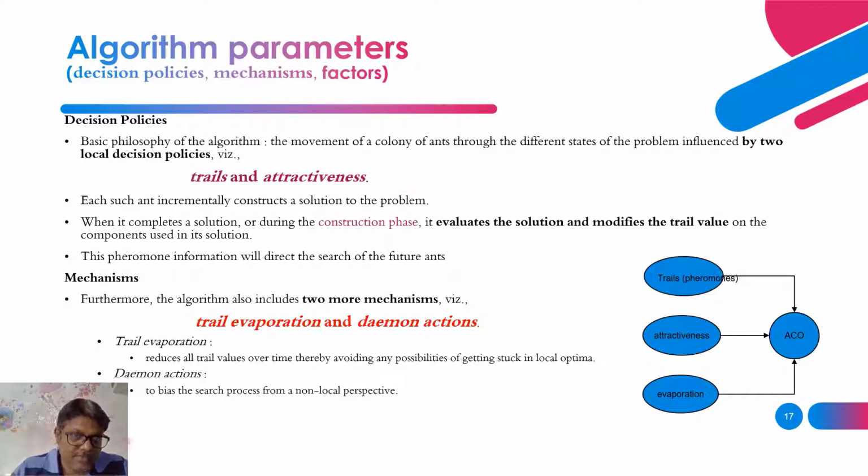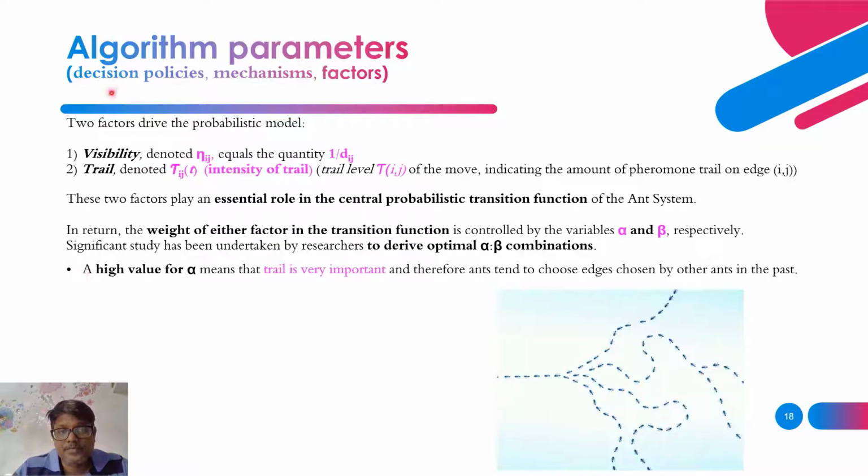And of course there are factors involved in the algorithm that we'll also discuss. There are two factors which drive the probabilistic model. One is called visibility, the other one is called trail. The visibility is denoted by eta, which is equal to 1 by d, and the trail is denoted by tau, and again, as I told you, it is nothing but the intensity of trail or intensity of pheromone, the amount of pheromone, or trail level. Many names we can give, nothing wrong.